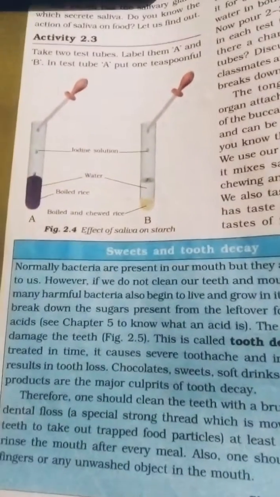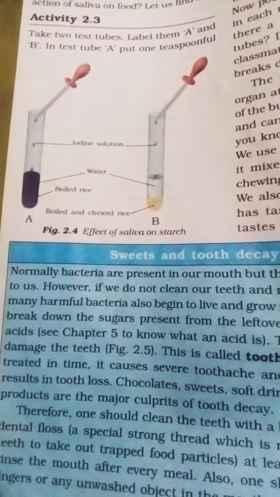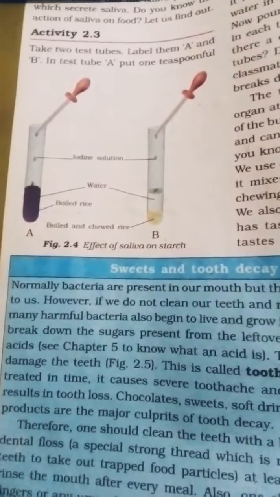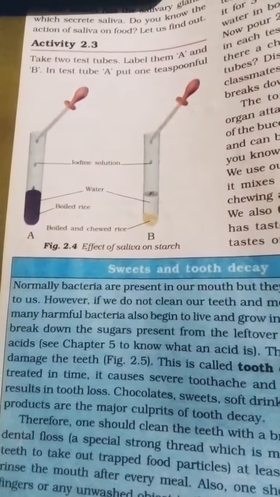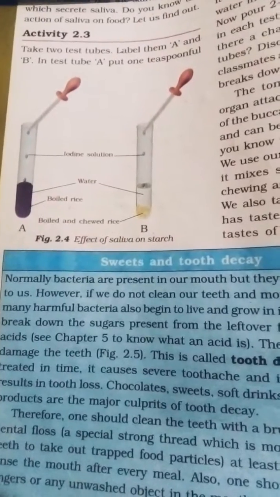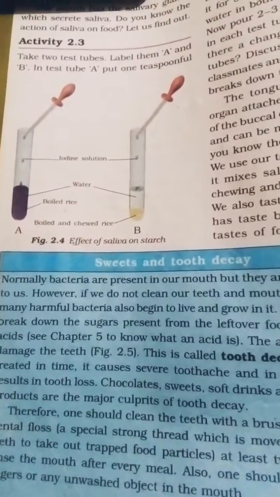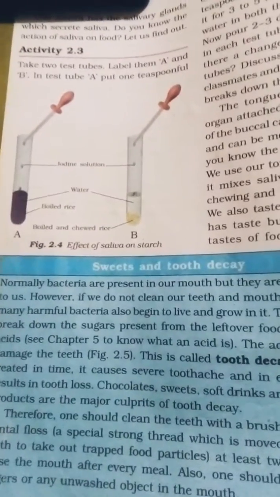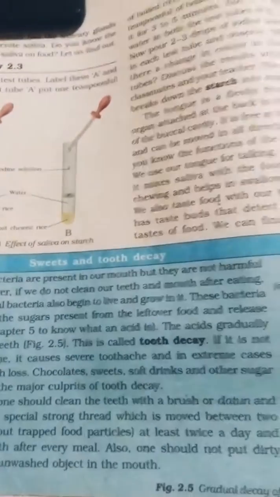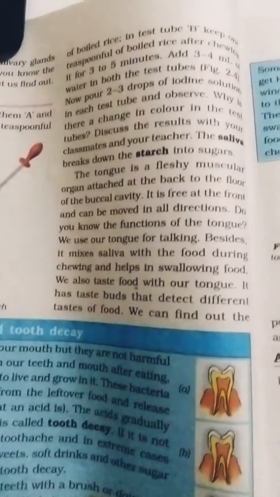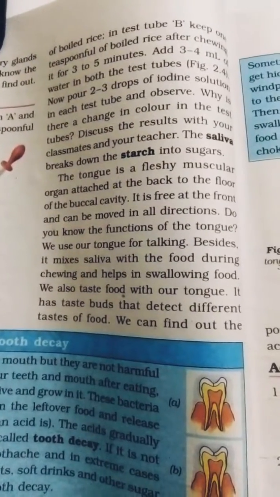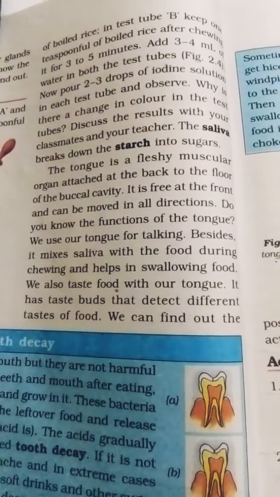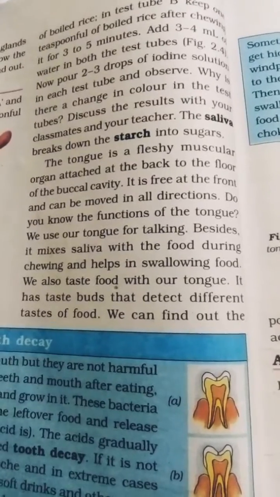Now, today we are going to start our next topic, which is activity 2.3. In activity 2.3, what you have to do is take two test tubes and label them as A and B. In test tube A, take 1 teaspoonful of boiled rice, and in test tube B, keep 1 teaspoonful of boiled rice after chewing it for 3 to 5 minutes.